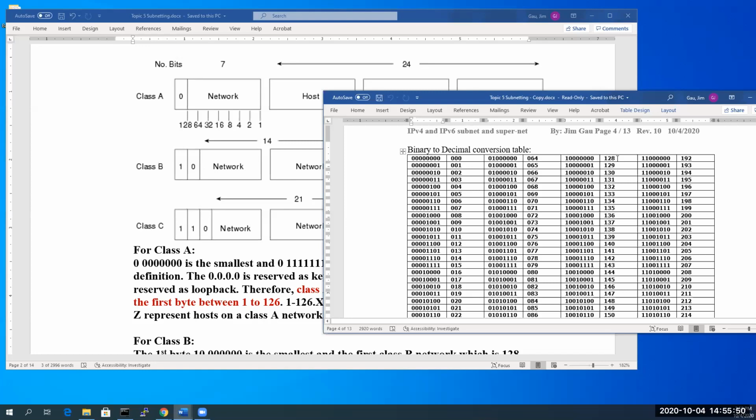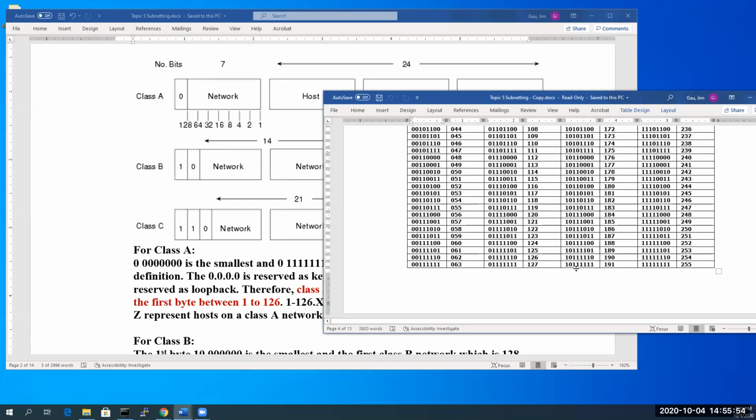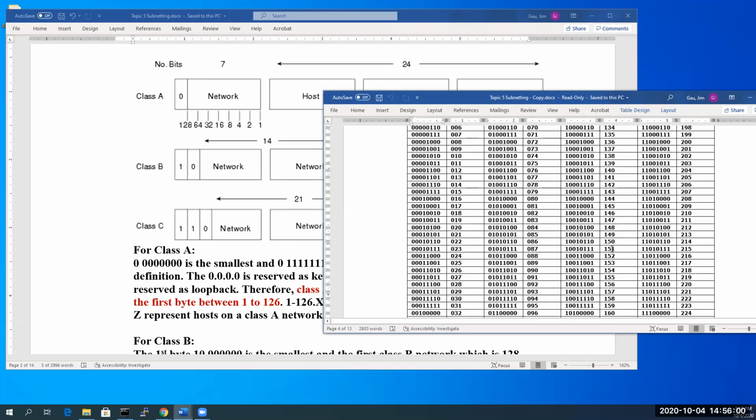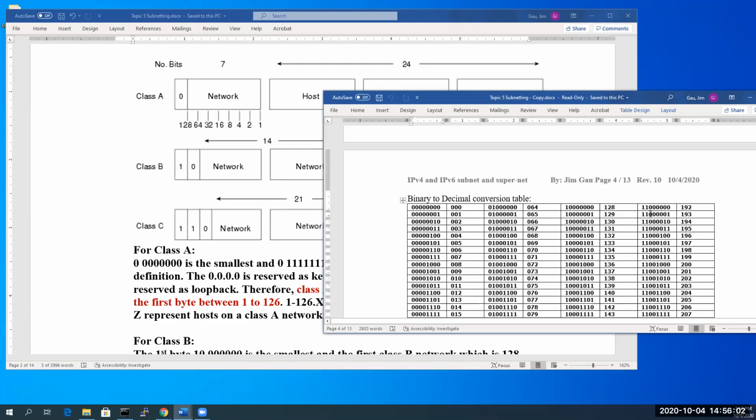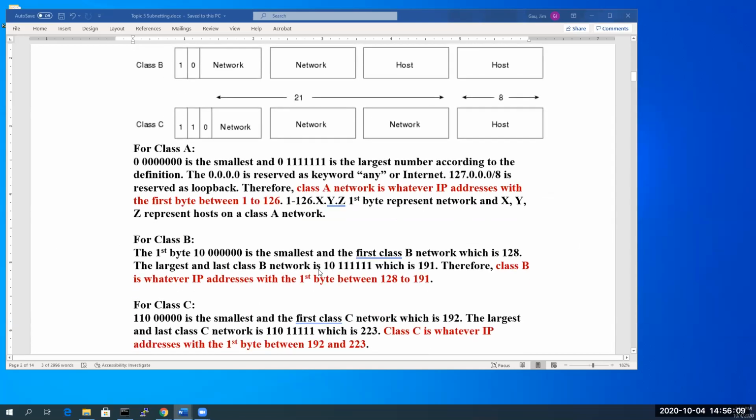oh, it started from 128, right? And the 1, 0, 1, 0 all the way to the largest one, which is 1, 0, and 6 ones here, and it's 191. And 192 is no longer 1, 0, it's 1, 1 now. So therefore, by the definition, class B started with 128 and ended at 191. Just go by the definition here, okay?